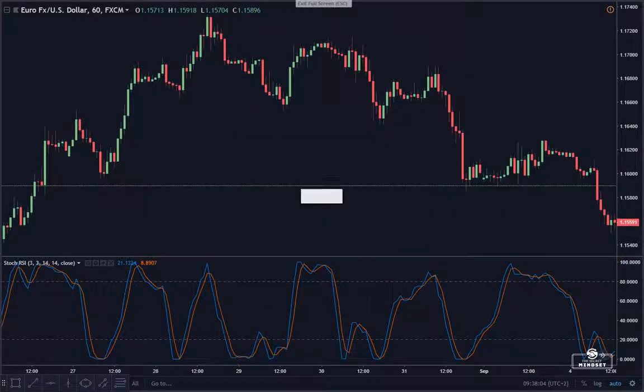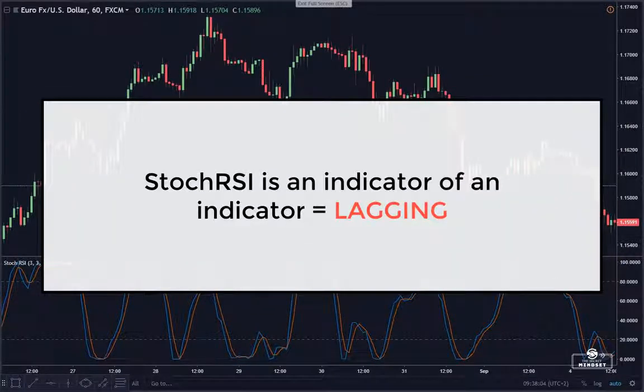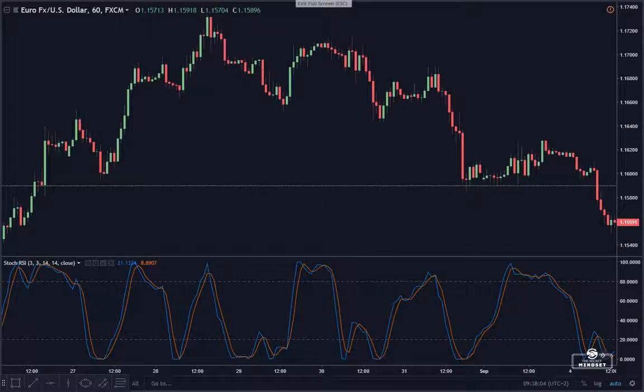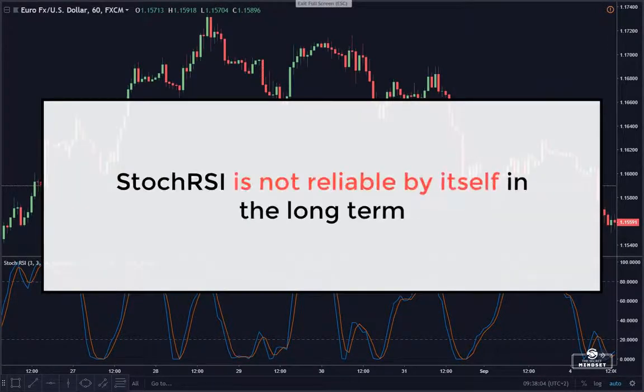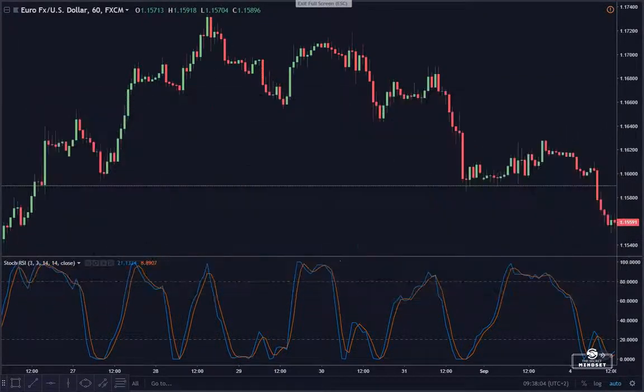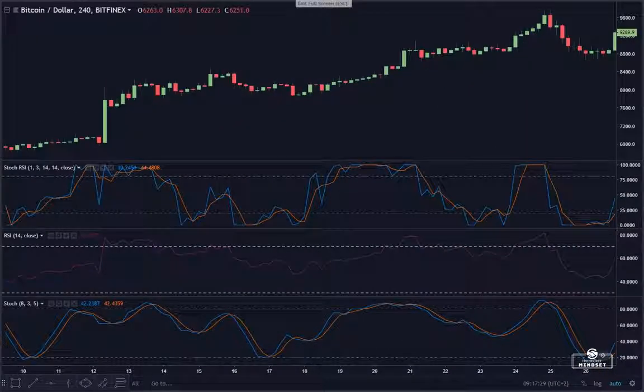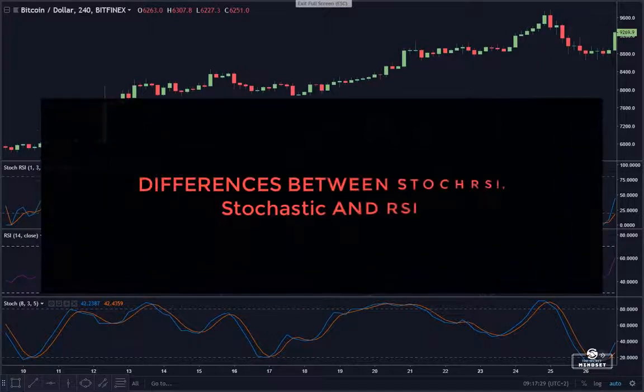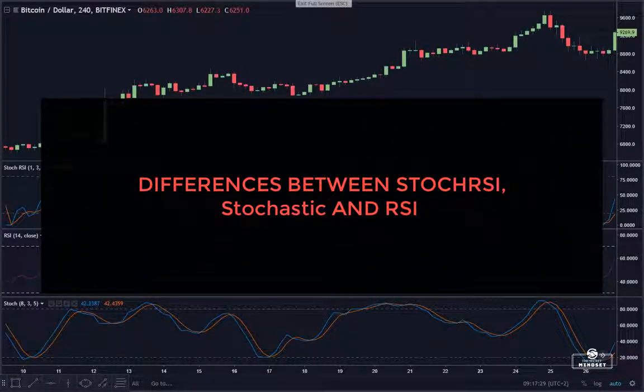So the stochastic RSI is basically an indicator of an indicator, but also meaning that this is a lagging oscillator. By itself, the stochastic RSI is not a reliable indicator. If you want to swing trade or day trade only with this indicator, it will be a very hard task to find valid signals.